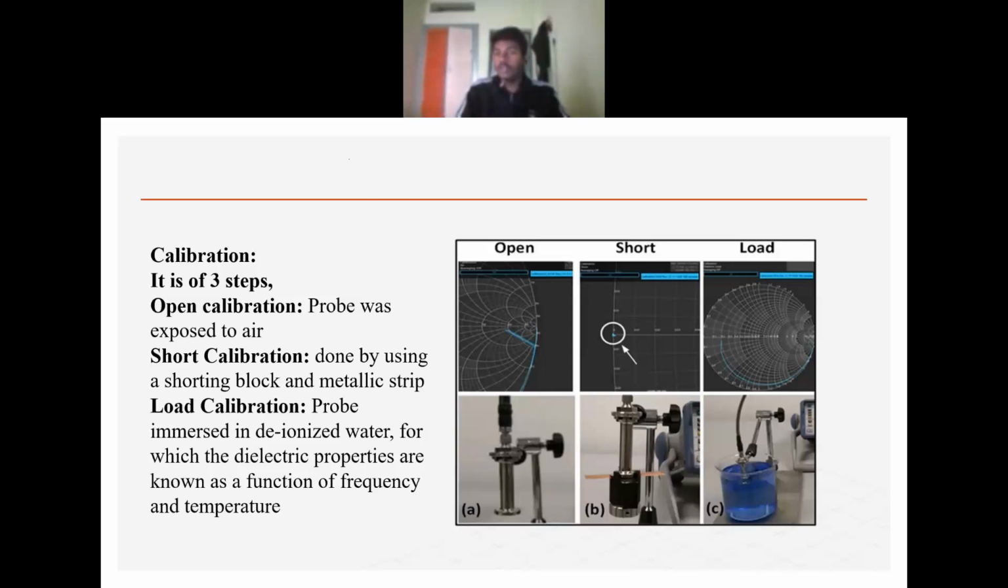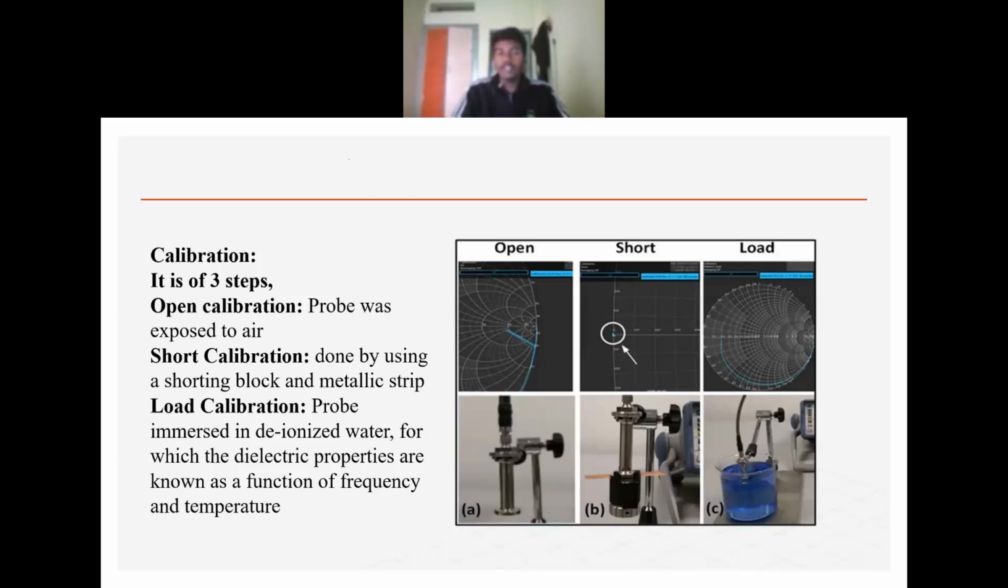So we know that there is no reflection and zero transmission, but if the equipment shows some error in the reflection parameter, it means there is some disturbance in the pathway which makes the signal reflect. This error has to be reduced, and for that we use calibration. The next calibration is short calibration.